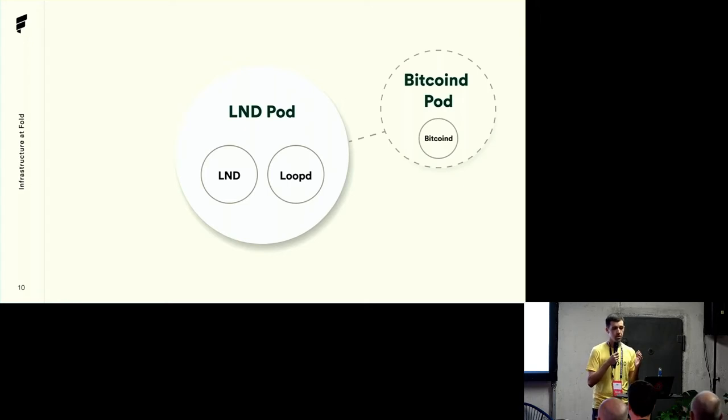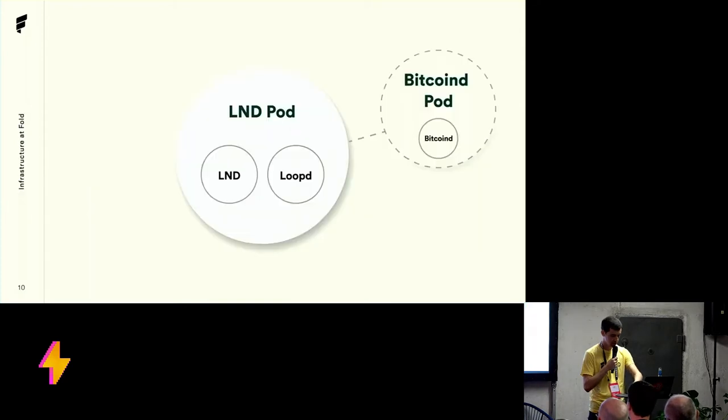So at this point, you can basically run LND and bitcoind, and you have a node running. I'll have a link at the end, but we published the Helm chart that we created and the Docker images, if you want to check it out.